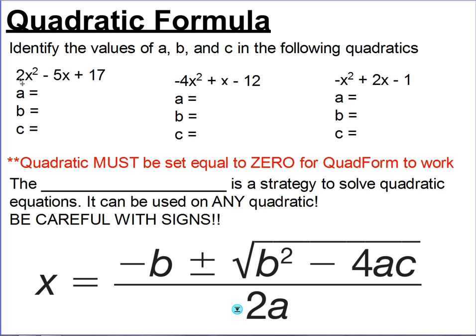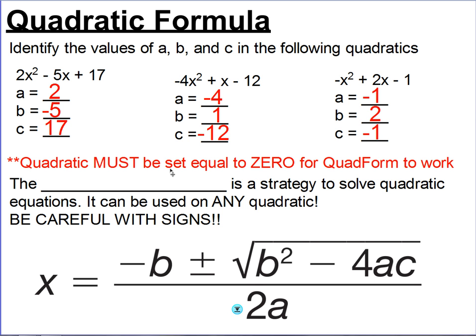So remember, a, b, and c are just the coefficients and constants in front of each term. So the a, b, and c for this quadratic would be 2, negative 5, and 17. Okay, remember the sign in front of that 5, that negative comes down and becomes a negative. Negative 4. Oh, I don't see a number in front of the x. Well, remember there's an invisible 1 there. And negative 12. There's an invisible 1 between the negative sign and the x. 2 and negative 1.